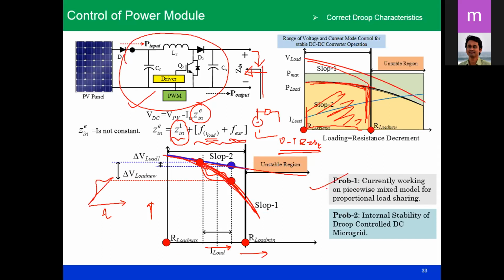So how can you design your controller? Using a piecewise mixed model, basically to convert the nonlinearity into linear sections, and then you can generate your own model so that proper sharing of the current can happen for individual sections. This is one string, and there may be a number of strings connected, so all the strings should share current proportionally. This is problem number one. And problem number two is the internal stability of this microgrid.